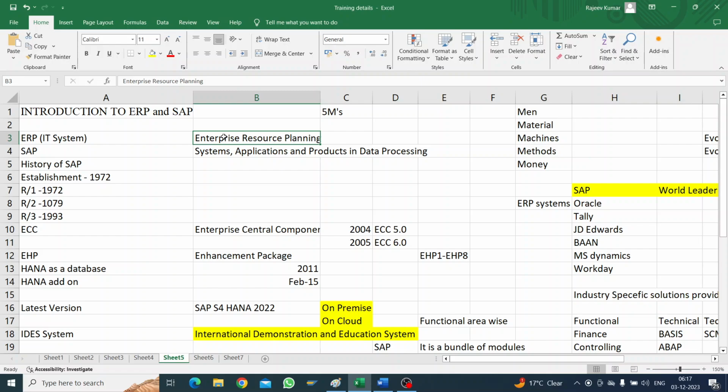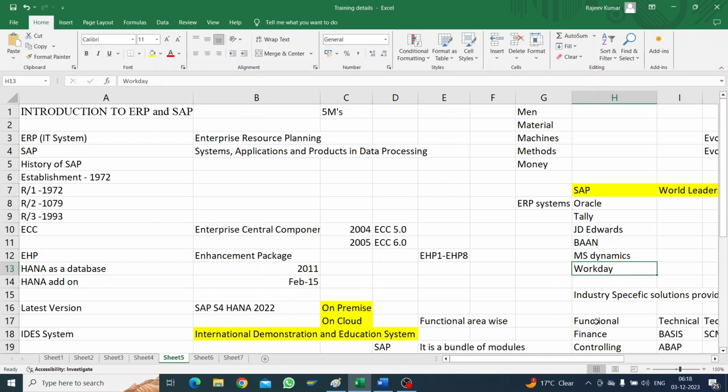Okay, now let me give you some examples of ERP as such. We have many such examples as you can see over here. We have SAP, we have Oracle, we have Tally, we have JD Edwards, we have BAN, we have MS Dynamics. MS means Microsoft Dynamics, okay?